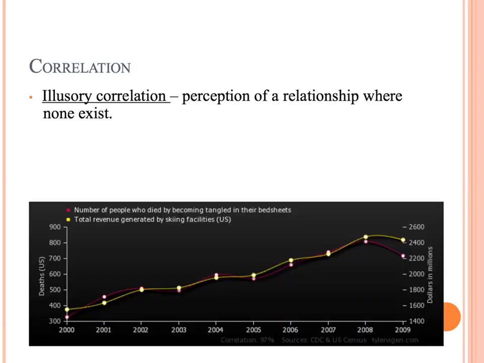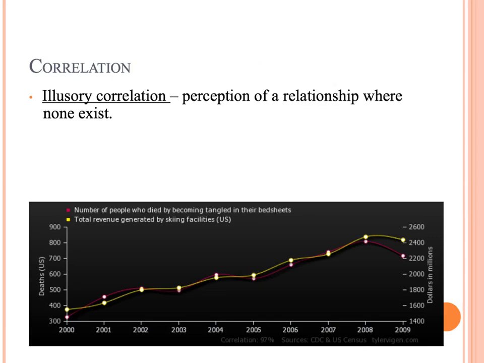Researchers need to watch out for what are called illusory correlations. This is the perception of a relationship where none actually exists. All right, so for example, the graph below illustrates the relationship between the number of people who died by becoming tangled in their bed sheets and the total revenue generated by skiing facilities.